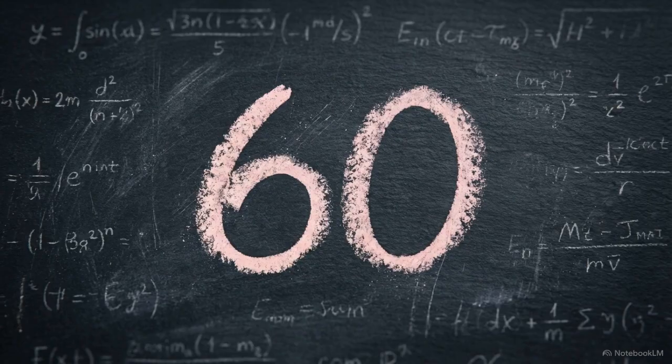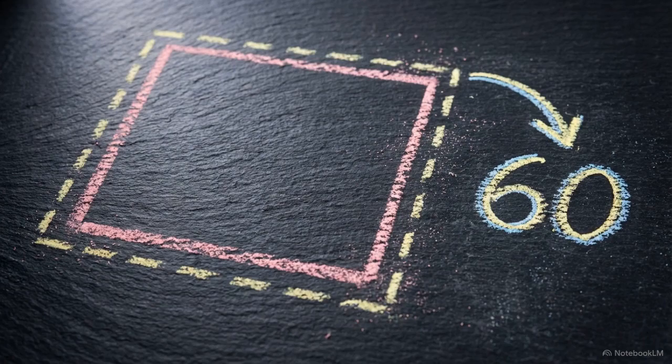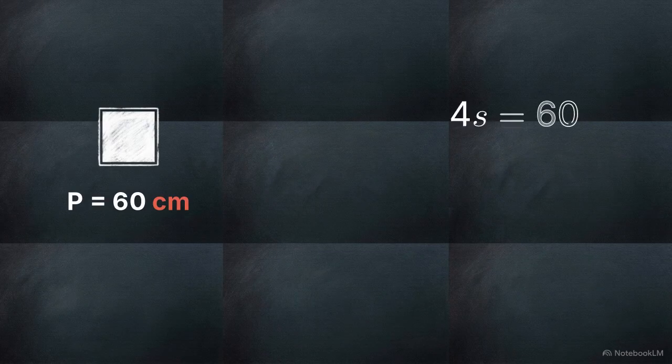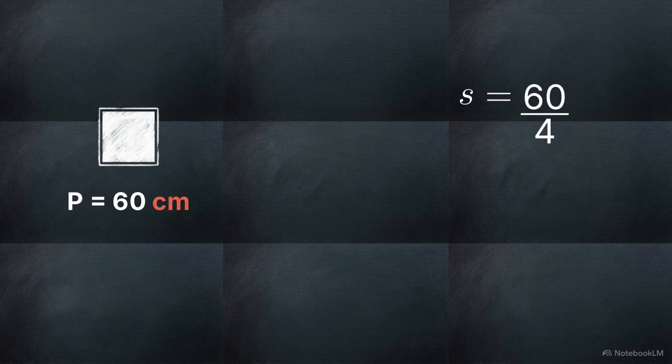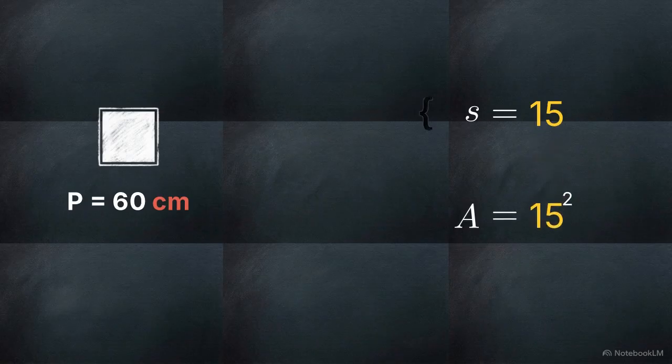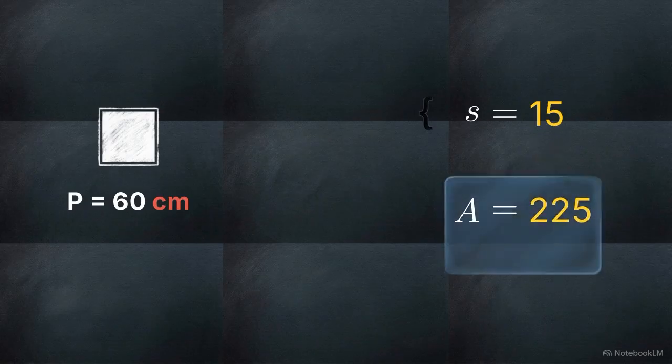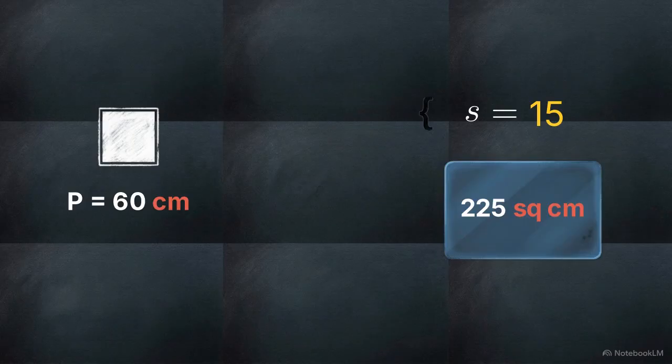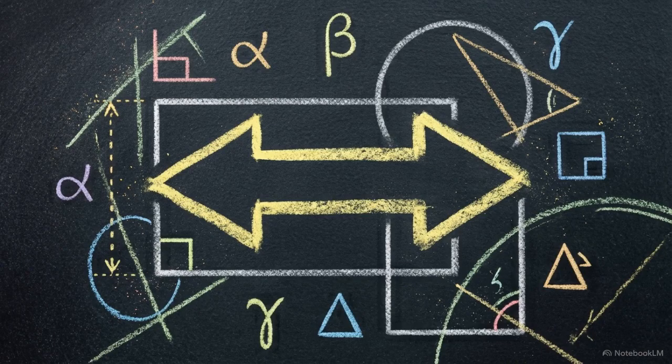We can also work backward. If we know the total perimeter of a square is 60 centimeters, we can find its area. Since the perimeter is 4 times the side length, we set 4s equal to 60. To find one side, we divide by 4. This tells us each side is 15 centimeters. Now we move that 15 into our area formula. 15 squared is 225, meaning our square covers 225 square centimeters. This proves that these equations are two-way streets. If you have the boundary, you can reconstruct the entire shape.